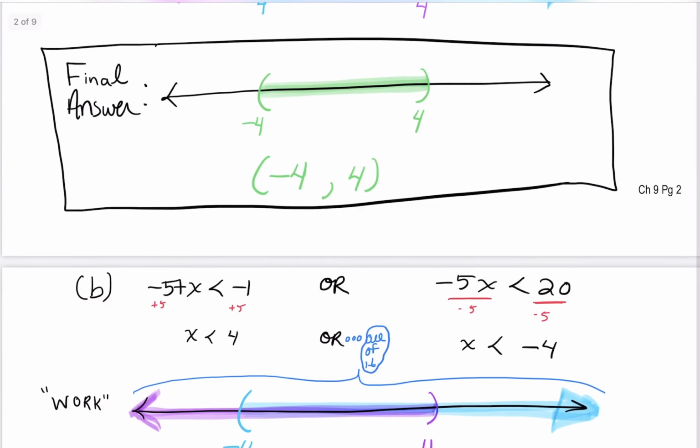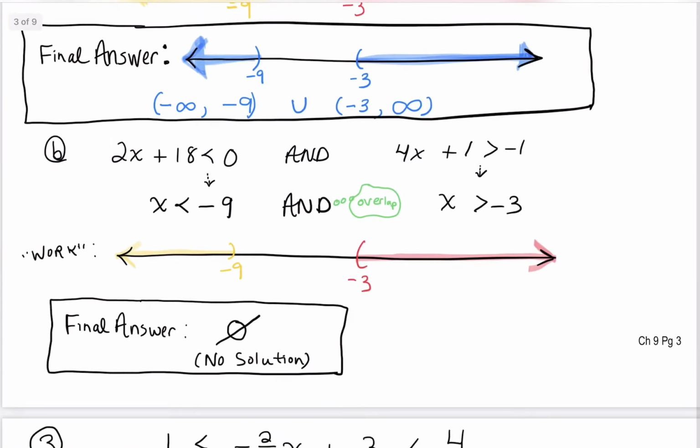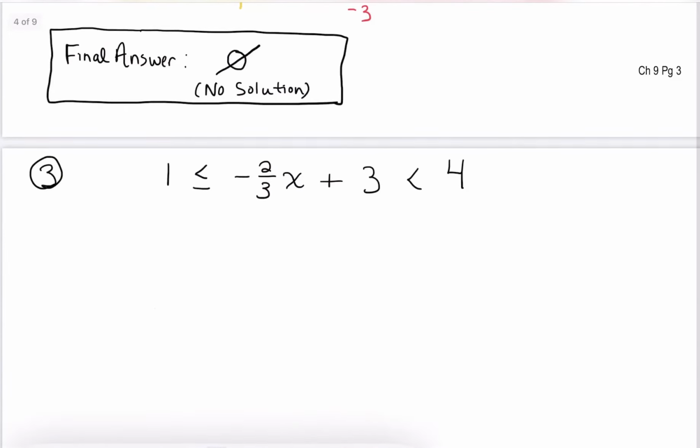So if I'm trying to get x by itself in the center, anything I do to the center, I need to do to both these inequalities that I'm solving. I'm solving this left inequality and this right inequality at the same time. So I subtract 3 essentially from all sections, let's say. All right, 1 minus 3 is -2, is less than or equal to the -2/3 x is less than, and then the 4 minus 3 is equal to 1.